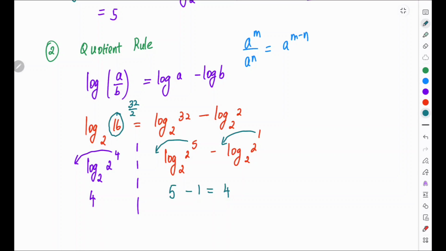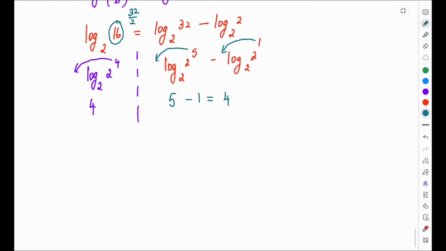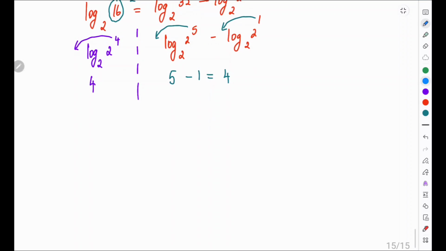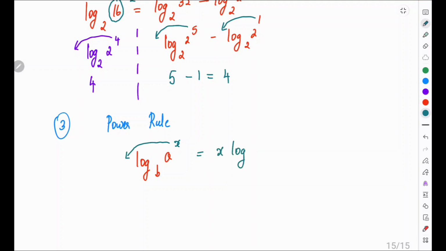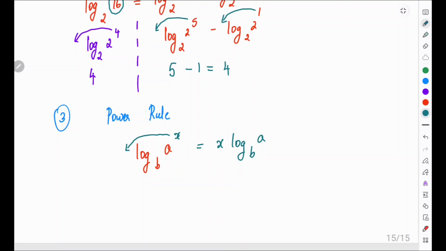Okay, so the next one is the power rule. This is the basic power rule, the third one. So what does this power rule tell? You have log a to the base b, and on top of this you have say x. So this can be brought to the left side: x log a to the base b. So this is what the power rule means.